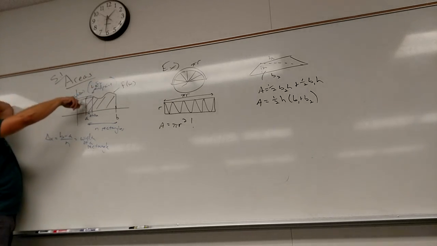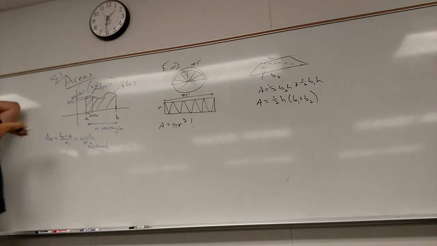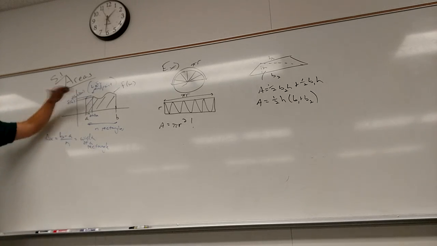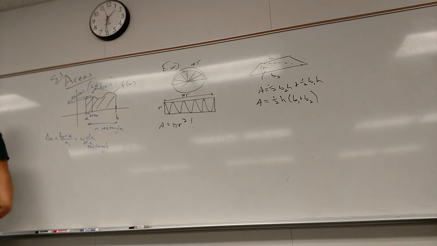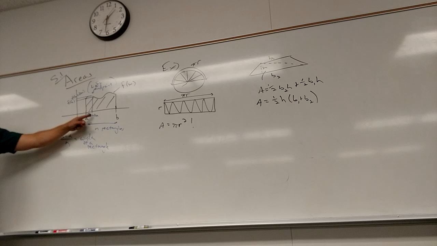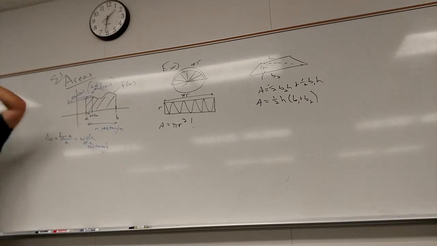How tall is this? f of a. Beautiful. That's how tall it is, right? If f of a is 7, it's 7 tall, right? If I would have used the right endpoint, it would have been f of a plus delta x. That's how tall it would be.